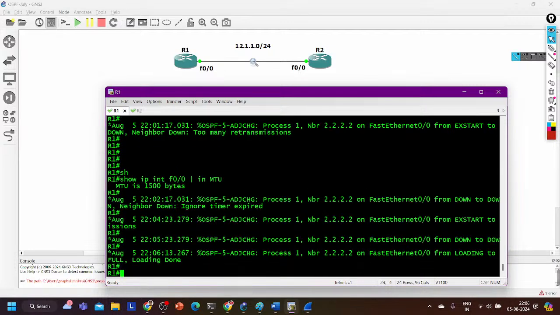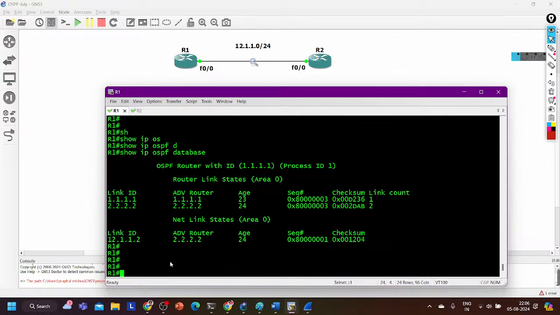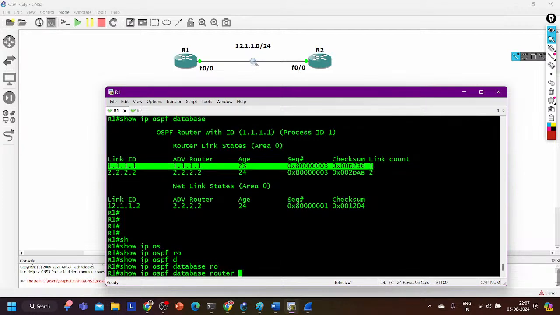Now if you check the database of router 1, show IP OSPF database, you can see in the database of router 1 there is information of 2.2.2.2 also, right? If you open this LSA, you will get all link information connected with router number 2. If you open this LSA, you will get all networks connected with router 1. So I can say show IP OSPF database router 2.2.2.2, show me the detailed information of 2.2.2.2.